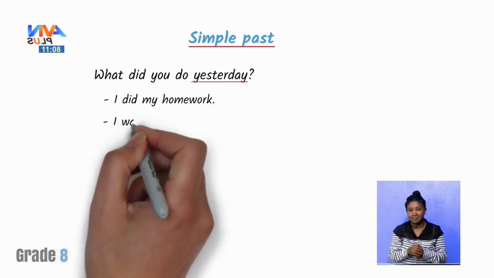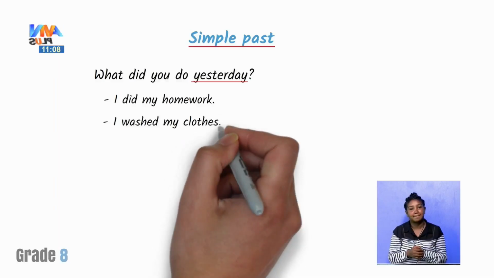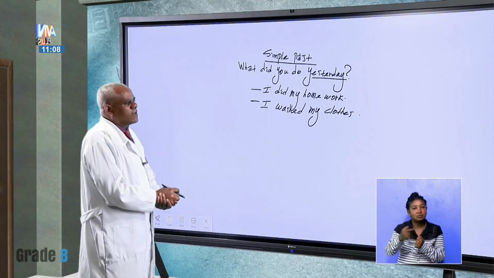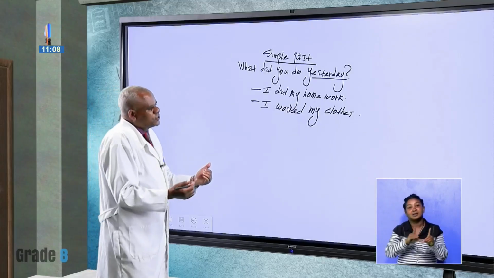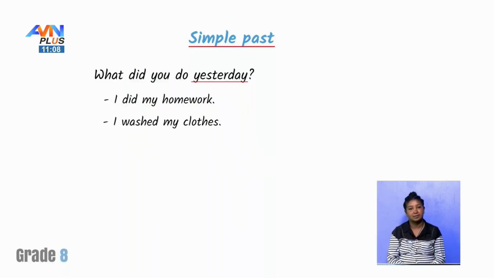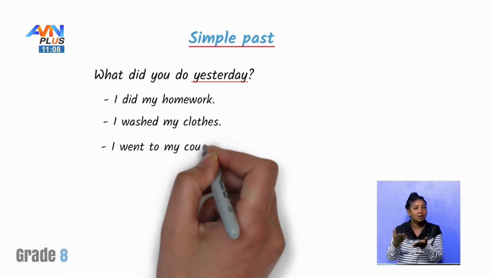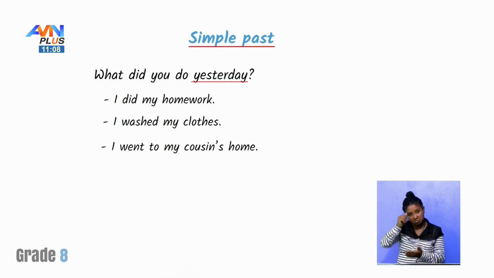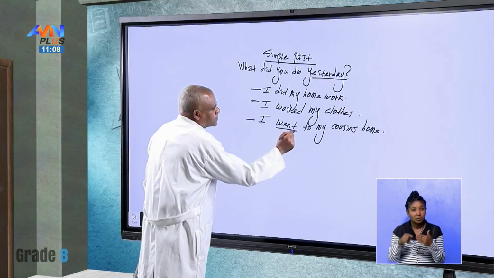I washed my clothes. Exactly. Possible. I washed my clothes. I went to my cousin's home to celebrate his or her birthday. Went, still now, is a past action.